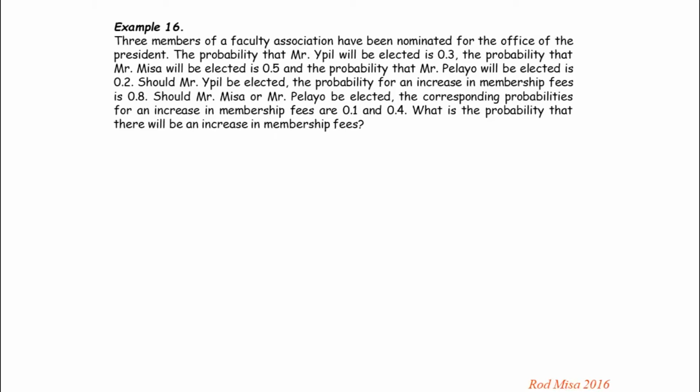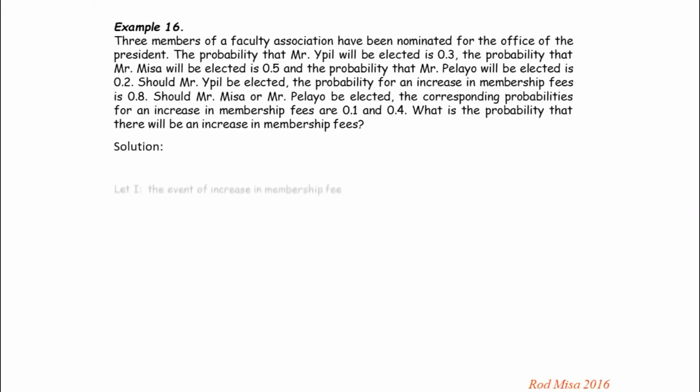and the probability that Mr. Misa will be elected is 50%, and the probability that Mr. Pelayo will be elected is 20%. Should Mr. Ipil be elected, the probability for an increase in membership fees is 80%. Should Mr. Misa or Mr. Pelayo be elected, the corresponding probabilities for an increase in membership fees are 10% and 40% respectively. What is the probability that there will be an increase in membership fees?